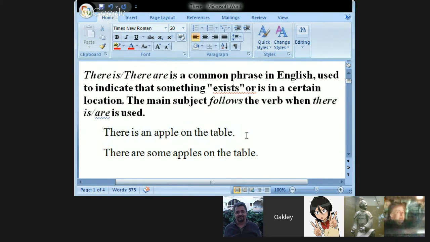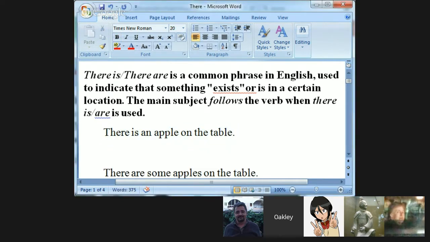How would I say this, Kimura, without there? How would I say the same sentence without there? An apple on the table. Well, I need a verb. Yes, an apple would come first. An apple is on the table. There we go. That's it.